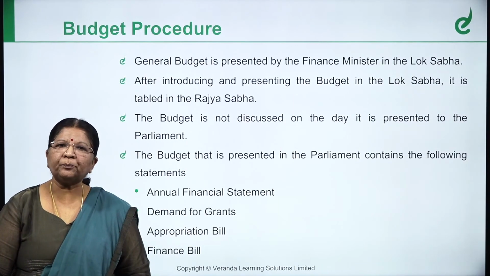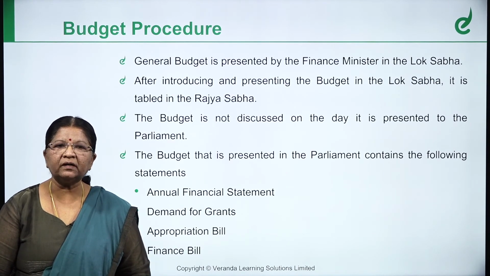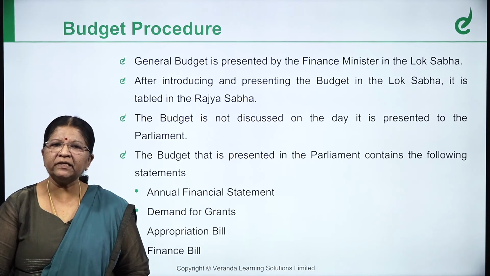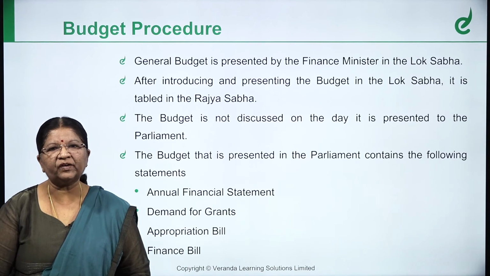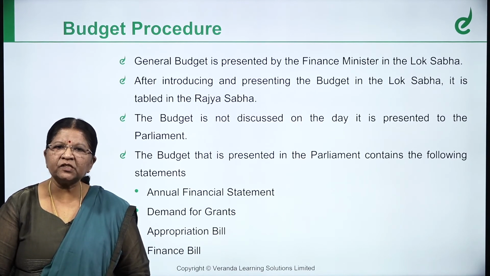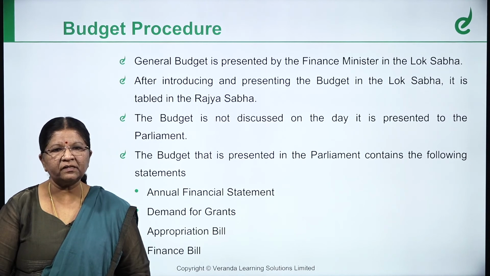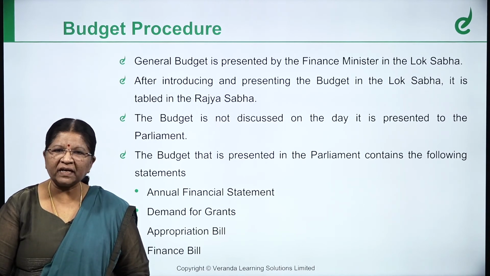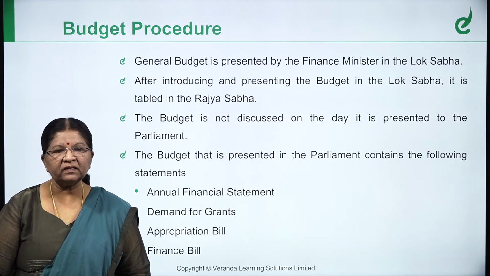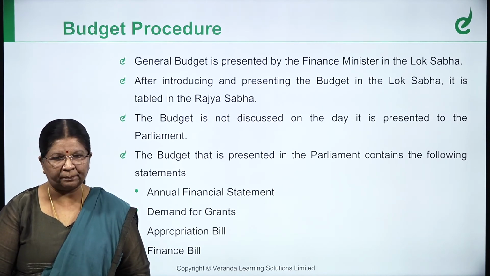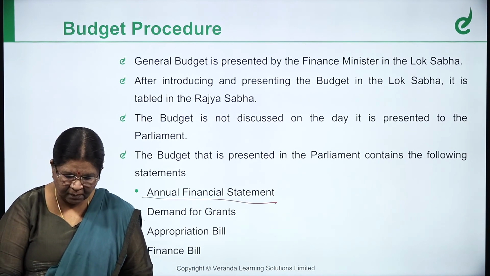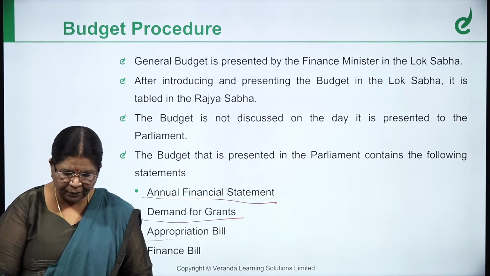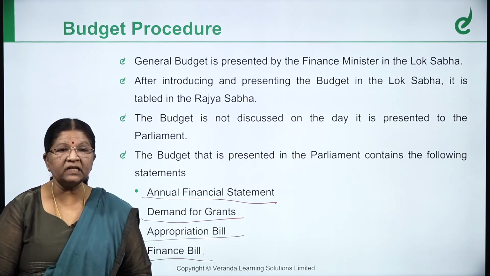As far as the budget procedures are concerned, the general budget is presented by the Finance Minister in the Lok Sabha. After introducing and presenting the budget in the Lok Sabha, this is tabled in the Rajya Sabha. The budget is not discussed on the day it is presented in the Parliament. The budget that is presented in the Parliament contains the following statements: the annual financial statement, the demand for grants, the appropriation bill, and the finance bill.